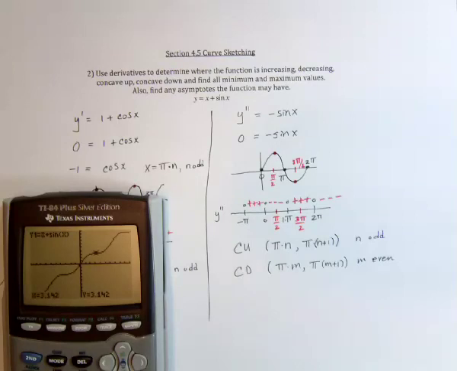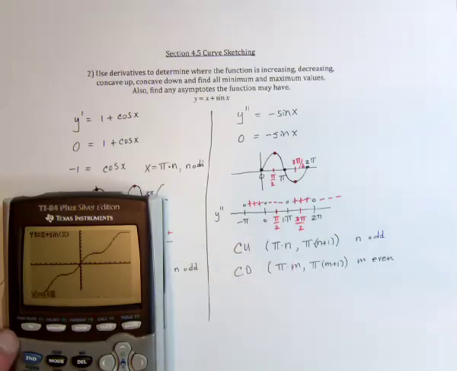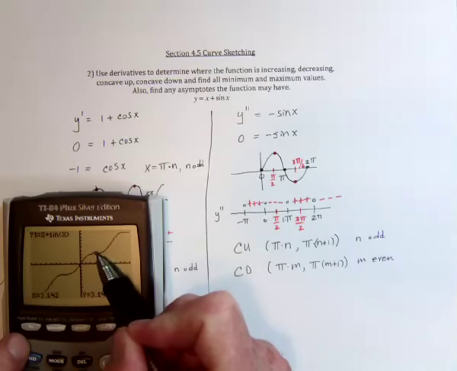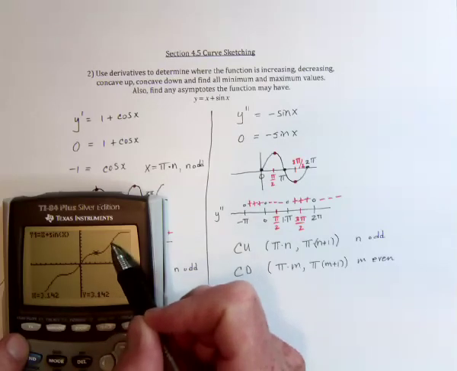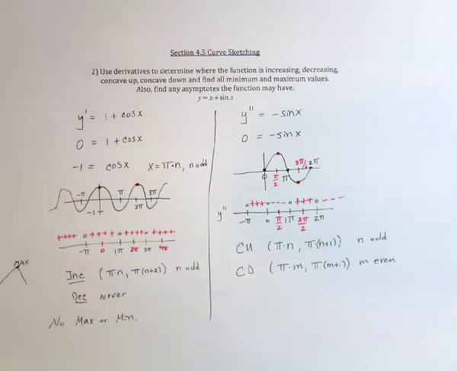And then as far as concave up and concave down, if we look, for example, from 0 to pi, yep, that is concave down, and then it switches to concave up, and then switches to concave down, etc. So I think we have this one done.